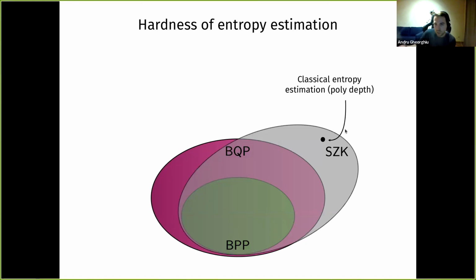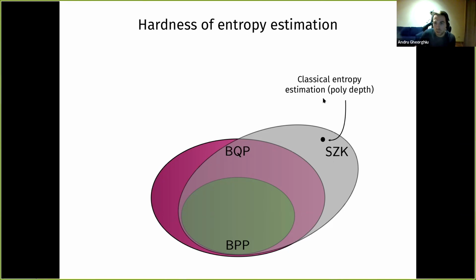What was shown in these two papers is that for the classical case, this entropy estimation task is complete for some complexity class called SZK. I won't define what this is, but it is a set of problems that contains a number of problems that are useful in cryptography. So problems that should be hard to solve for both quantum and classical computers.